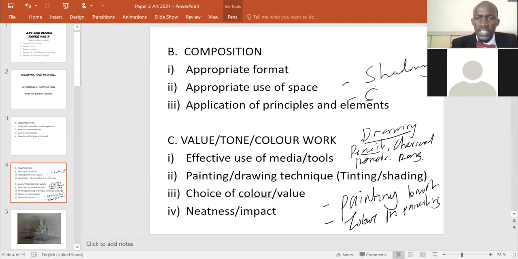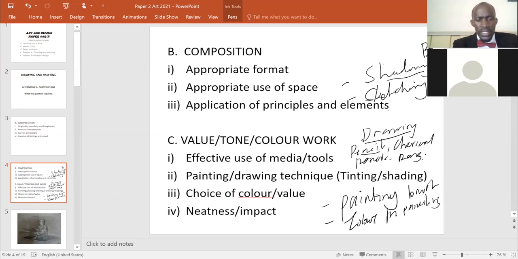We have the sketching pencils, such as the H pencils. Then we have the shading pencils, the B pencils, for example, 2B, 3B, 4B, 5B, 6B, all the way to 8B. Those are the shading pencils. How well do you use these shading pencils to create value and tone? And how well do you use color as a material to create value and tone in your painting?